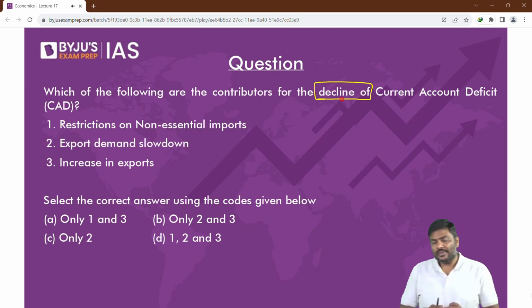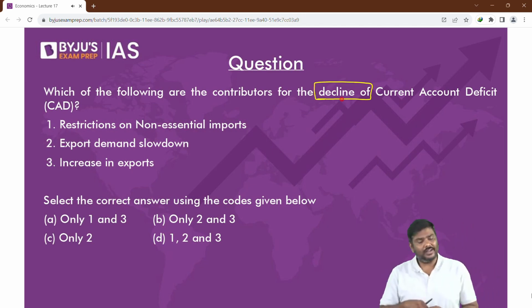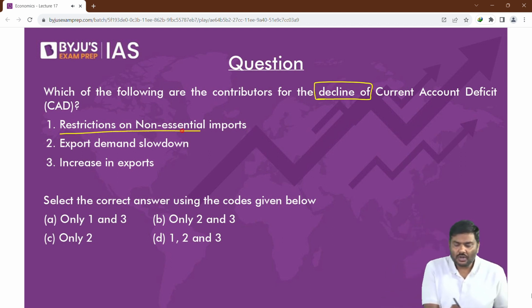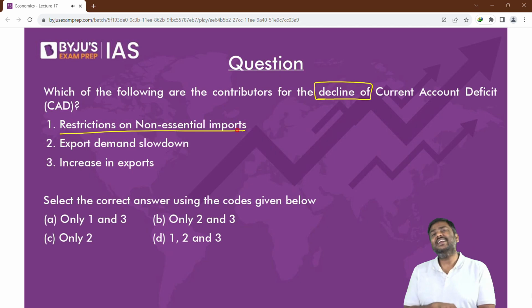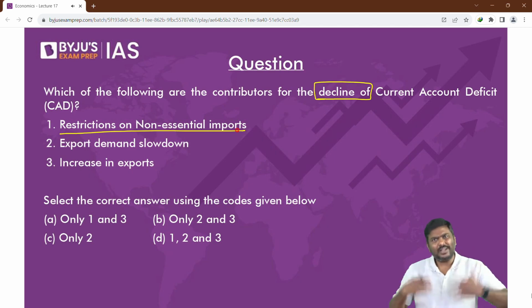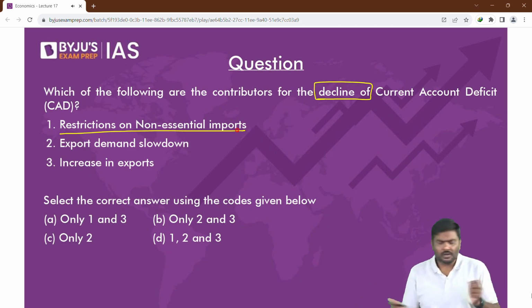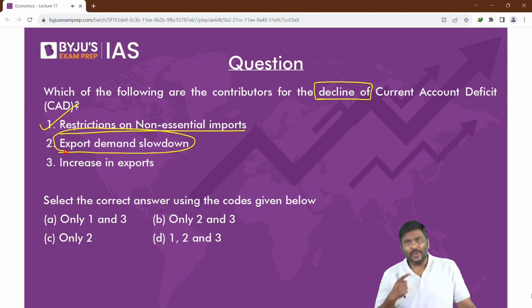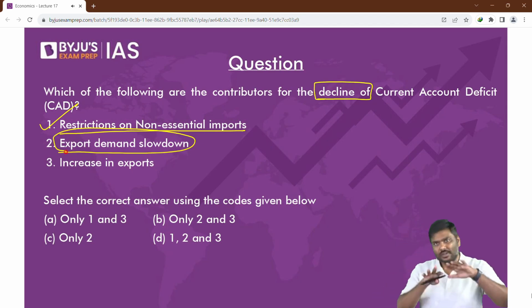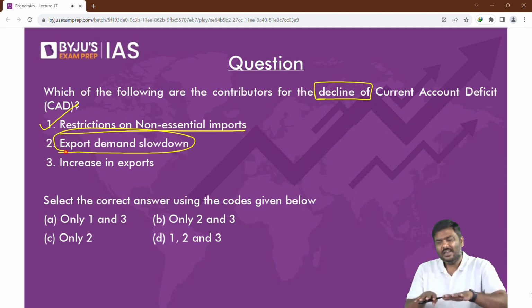Okay. Right, 46% have answered correctly, but I believe some of you would have made a mistake by not reading the statement correctly. Which of the following are the contributors for the decline of current account deficit? For the decline in current account deficit, restriction on non-essential imports. If there is a restriction on non-essential imports, will the CAD come down or not? Imports will come down, automatically CAD will also be controlled. First one is correct.